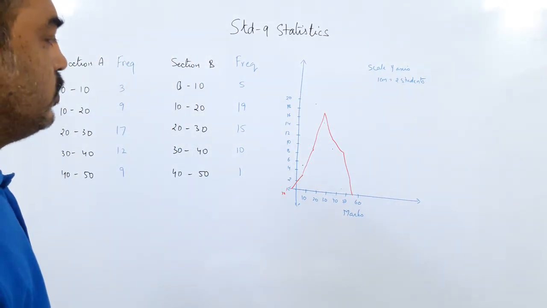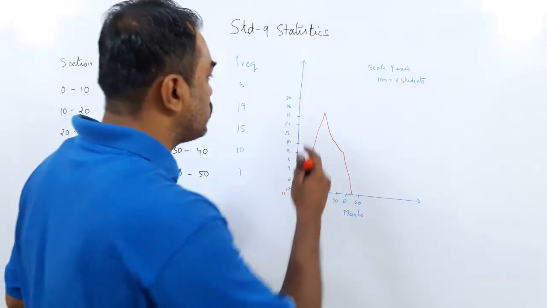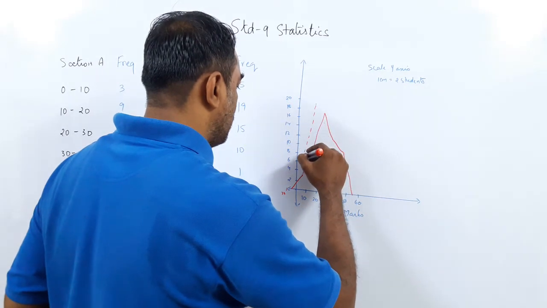Now what I can do, I can show by a different colored pen, say black pen, or I can use a dotted line this time. I use a dotted line for these points. So I know that both the graphs are different.